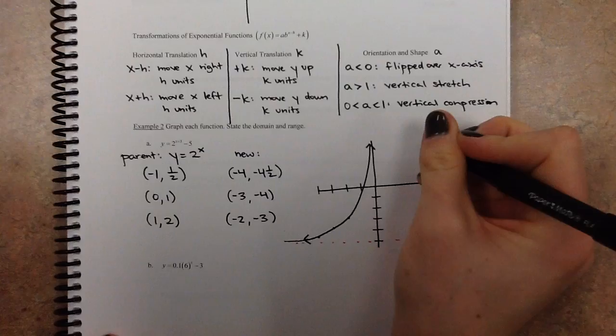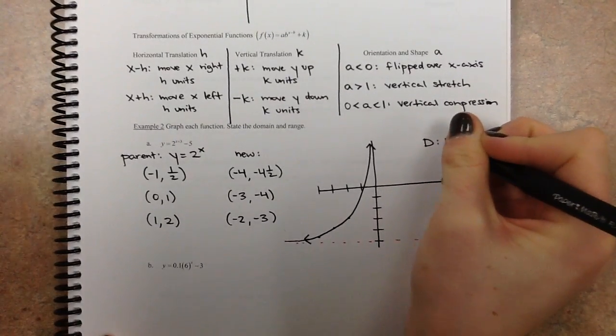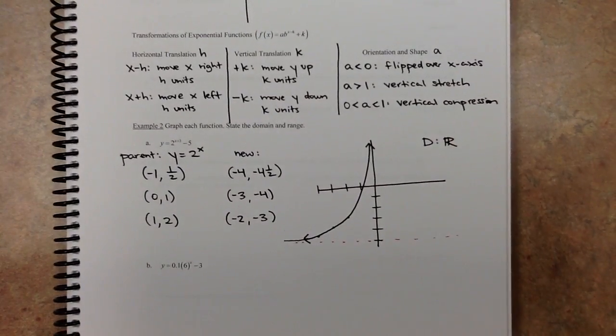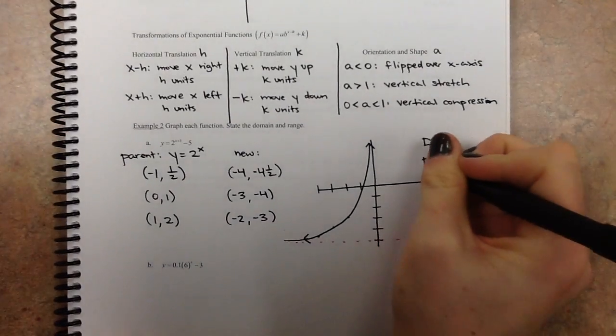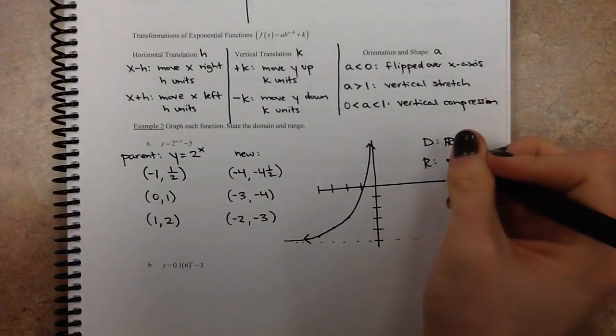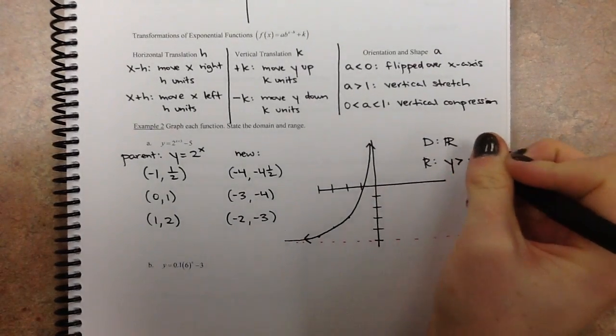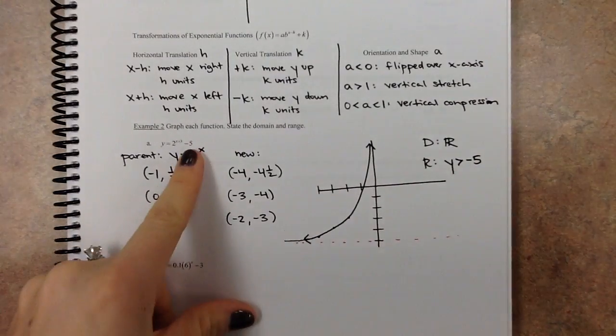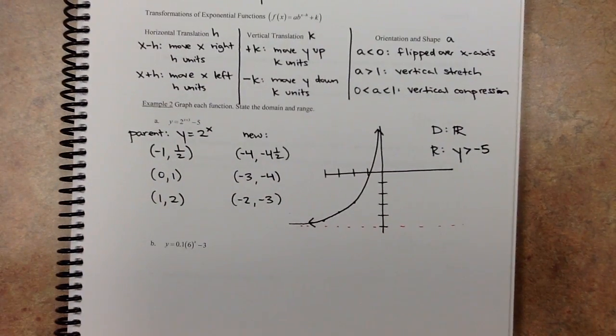So domain is all reals no matter what. It does not matter what graph you have. There's no transformation that you could make that would change that. The range, though, for us, it starts down here at -5 and then goes up. So it will be y is greater than -5. And it's this -5 right here that adjusted everything.